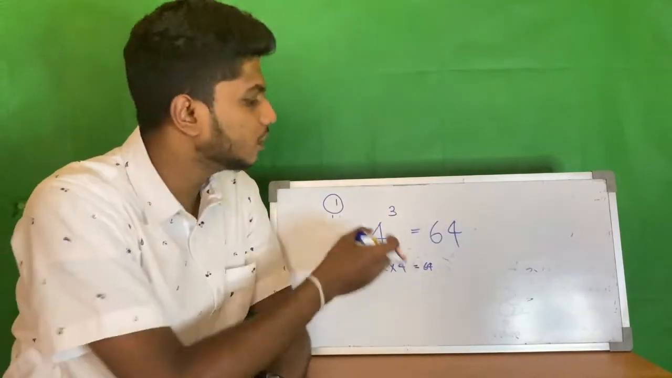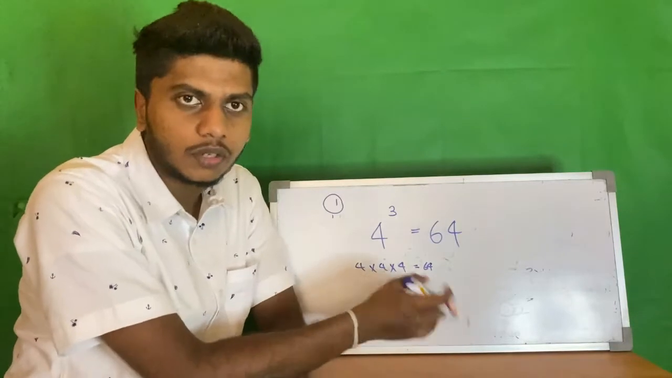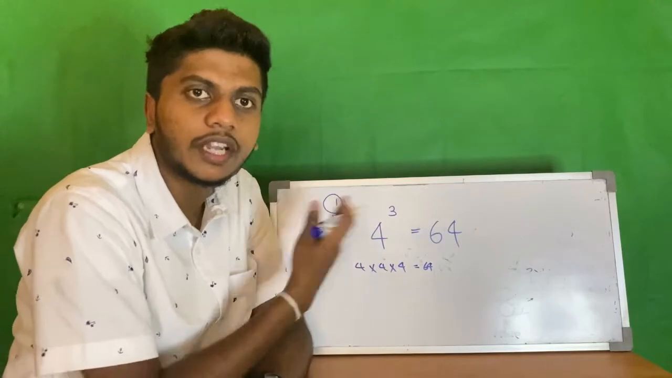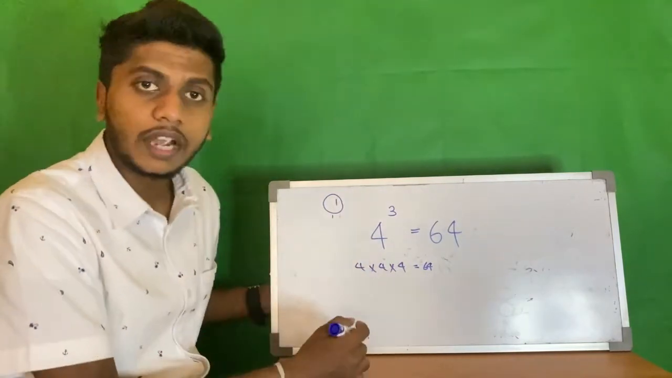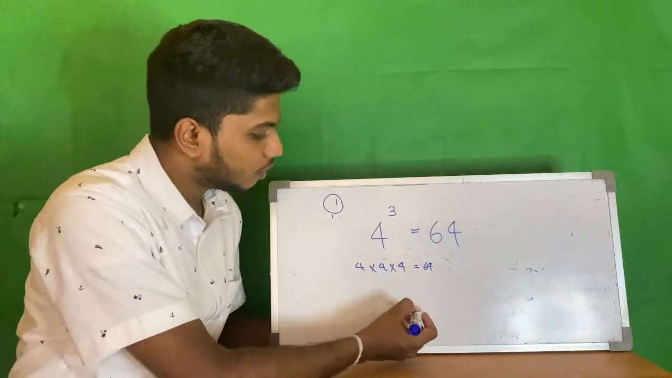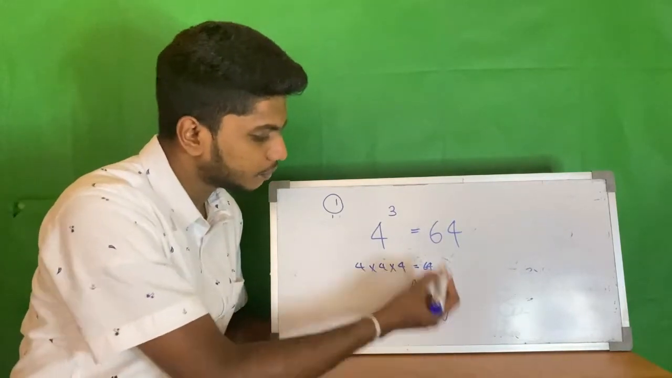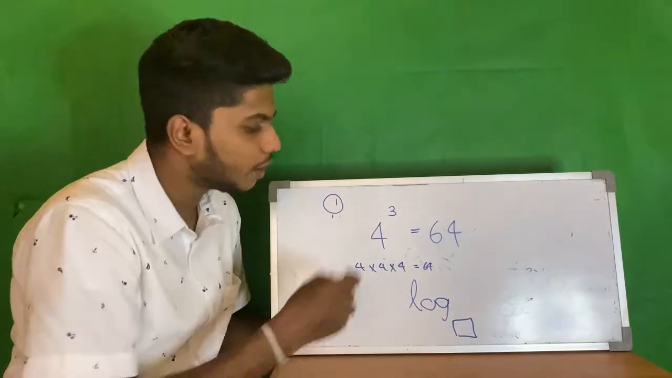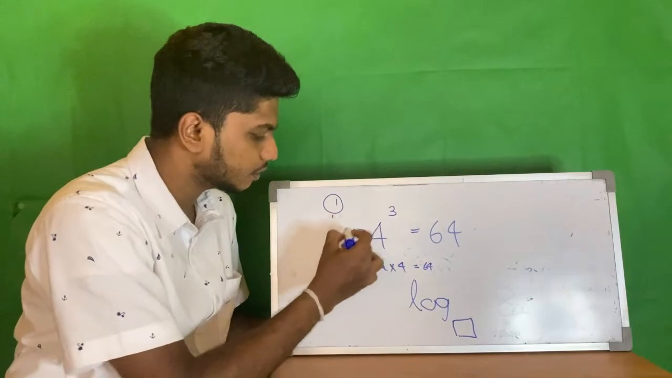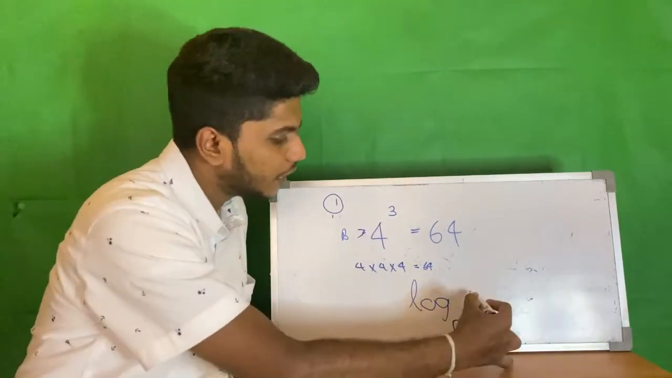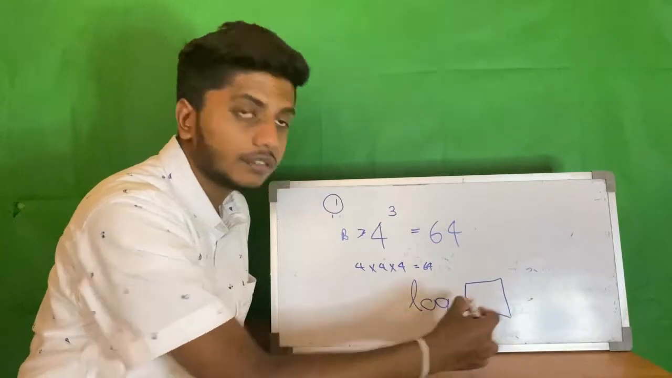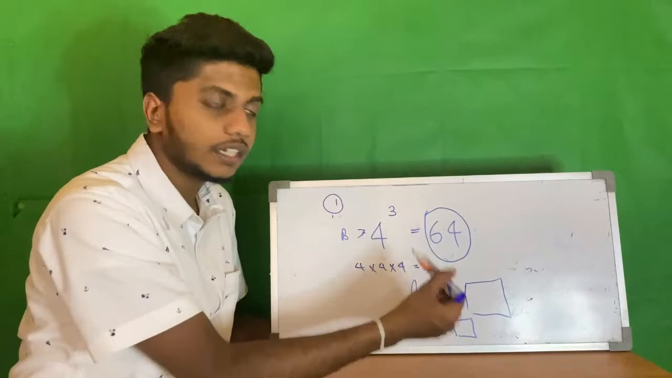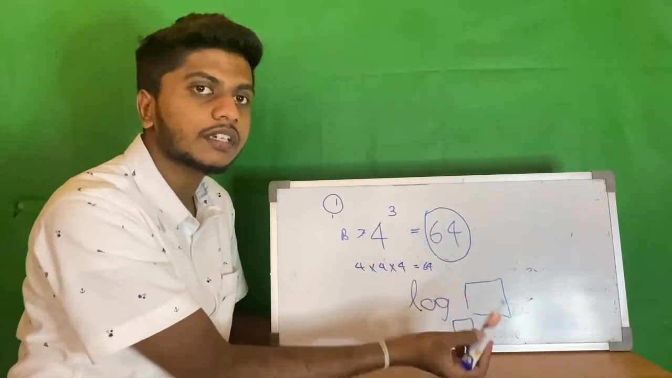So how do you write this in logarithms? How do you convert this power into a logarithm? That is the first rule, converting a power into a logarithm. This is how you write it. First of all, you write log, and here lies the base. This is our base. And here lies the value. This is the value I have introduced already in the first one.